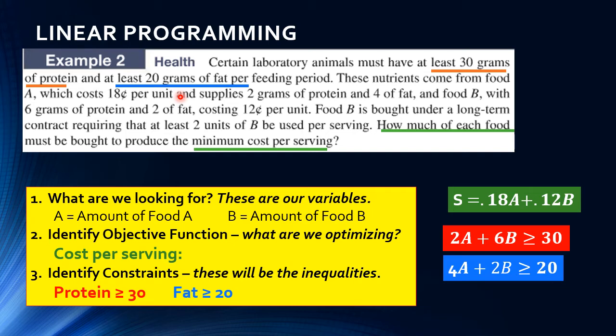Okay, now we need to make sure there are any other constraints. Of course, we can't have negative amounts of food.